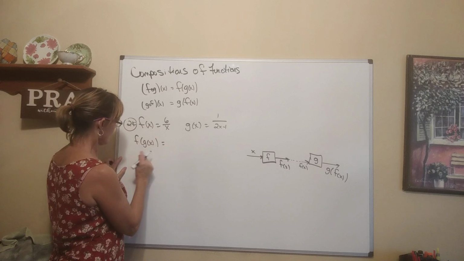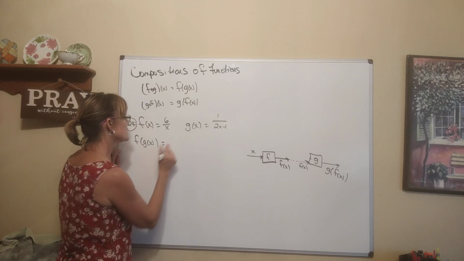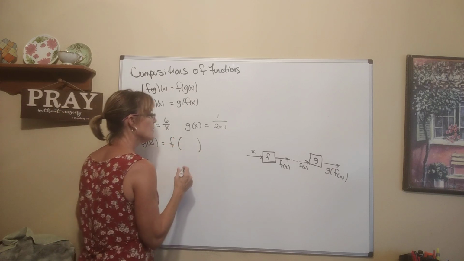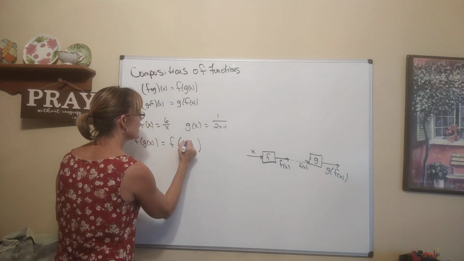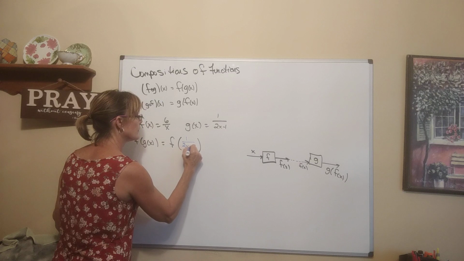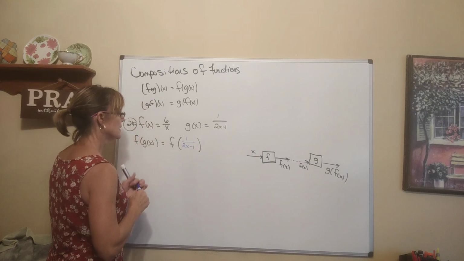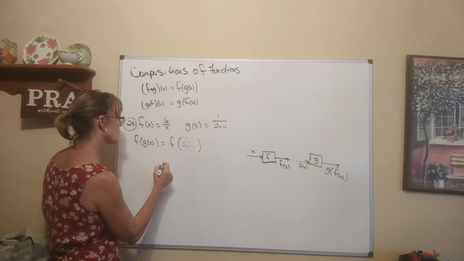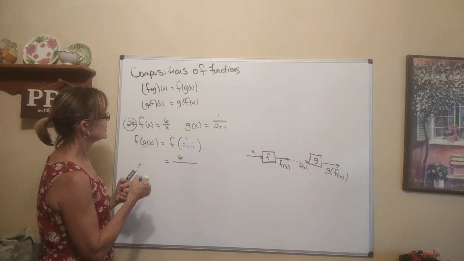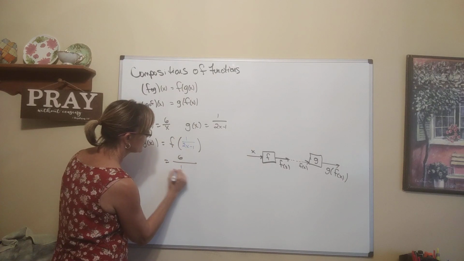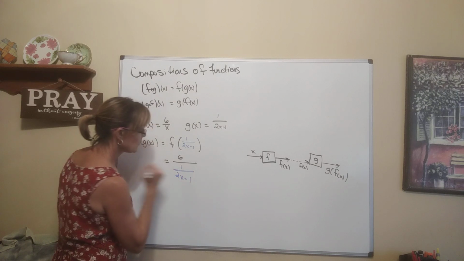So when we look at these, first, let's find f of g of x, see what happens. All right, f of g of x goes like this. This is f of g of x. So I'm going to put in 1 over 2x minus 1. And then this is equal to 6 over, instead of x, I put this, 1 over 2x minus 1.